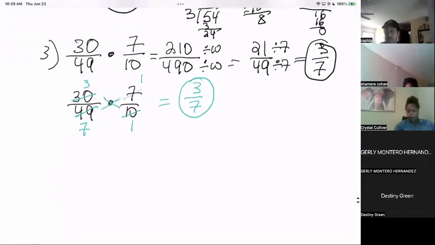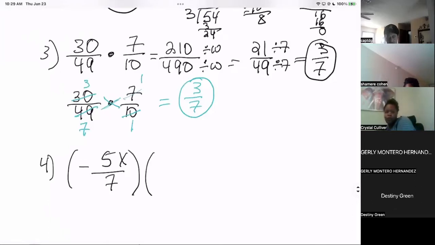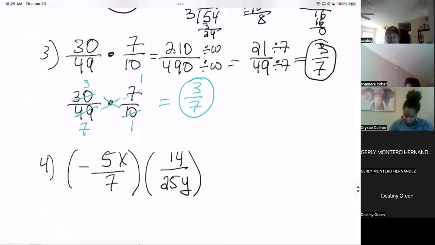Okay, so now I'm going to add a little bit of algebra to the mix. So let's say, and don't let it scare you because it's algebra, I'm going to put negative 5x over 7 times, now, parentheses also mean times, right? So now I'm going to put it with parentheses just to show you a different way too, 14 over 25y. We are still going to either multiply across and simplify, or we can cross simplify. I'm going to do it both ways. First, and very first thing I notice is I have a negative times a positive. I know my answer is a negative. I'm going to write it down so I don't forget it.